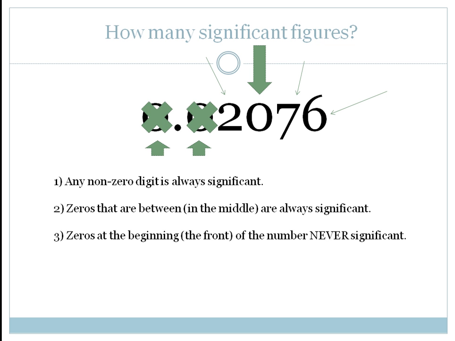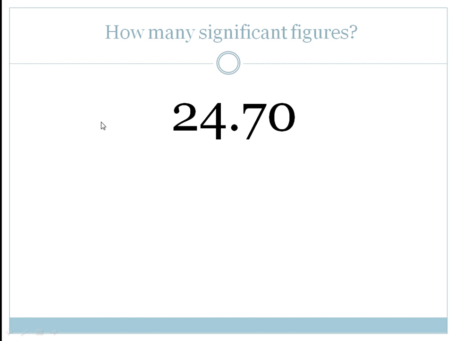So even though these aren't significant, remember, you still have to use them as placeholders. So in this case, there are 4 significant figures, but we need these zeros still. Alright, 24.70, we have 4 digits.